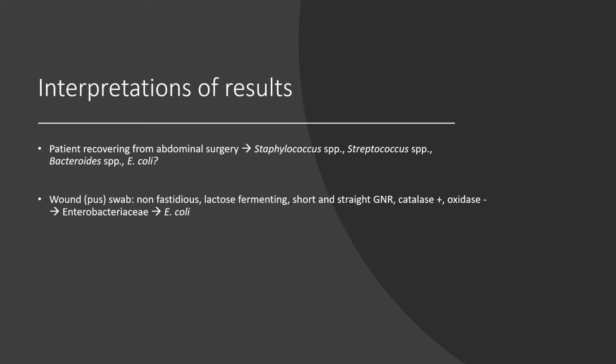On day 1, a pure culture of a non-fastidious, lactose-fermenting, short straight gram-negative rod that was catalase positive and oxidase negative had grown. These results conclude that the causing pathogen is an Enterobacteriaceae, so an API-20E was set up to further identify the pathogen. After 20 hours, it was determined that the causing pathogen of the wound infection was E. coli.